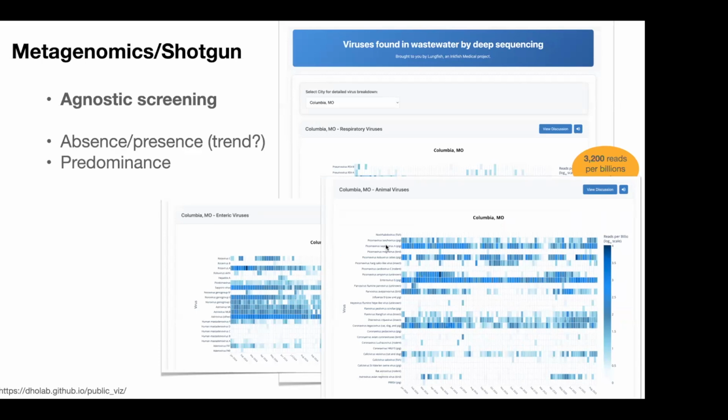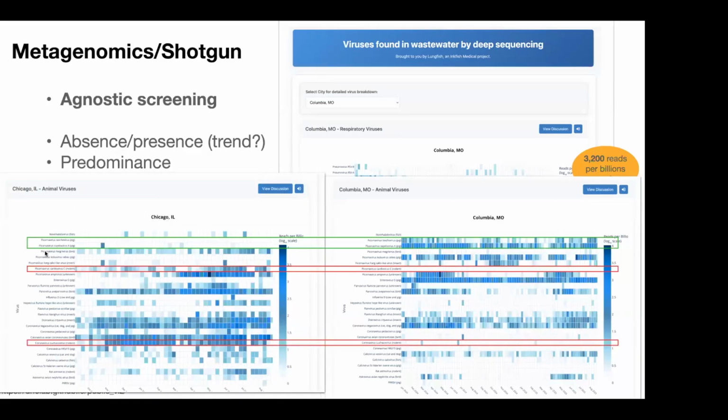But the thing I thought was interesting while hanging out on their dashboard is, for example, if we compare Columbia and Missouri, which I would say is quite rural, to Chicago and Illinois, it was interesting to see that the signal associated with pig is not as strong in Illinois, which makes sense as there are not that many pig farms in the middle of Chicago. It was also interesting to see that there seem to be way more rats in Chicago than in Missouri. So we can see trends and patterns looking at their metagenomics, and I think that's pretty cool.